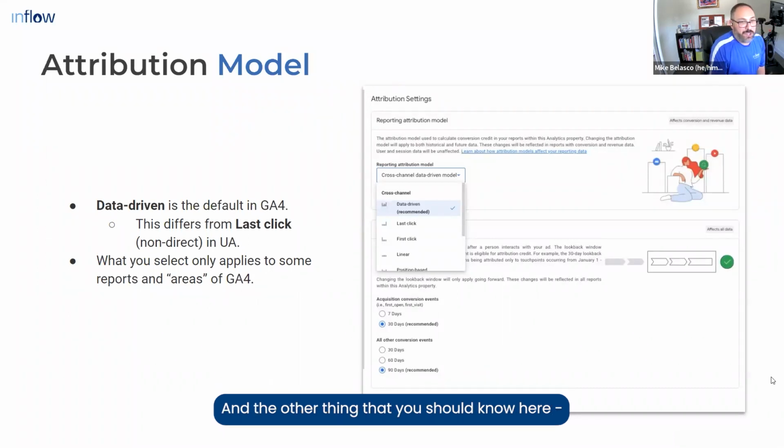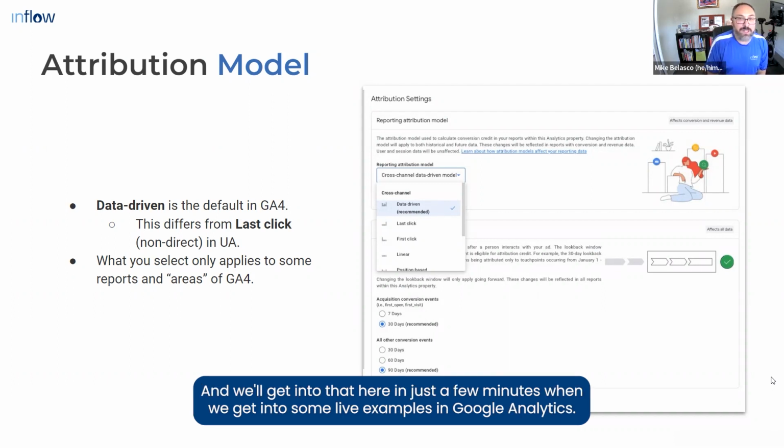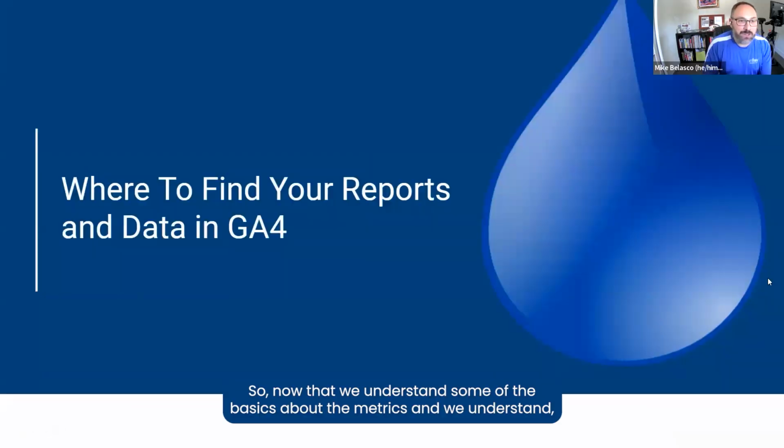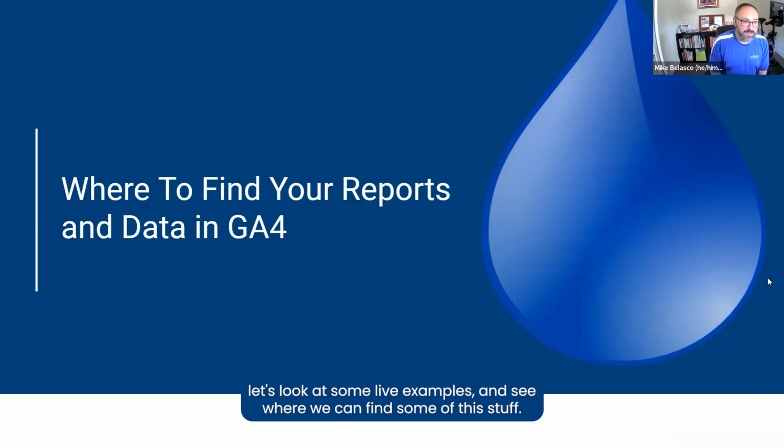And the other thing that you should know here, probably not surprising, hopefully at this point, is that what you select here only applies to some reports and other areas of GA4. And we'll get into that here in just a few minutes when we get into some live examples in Google Analytics. So now that we understand some of the basics about the metrics, and we understand how to orient ourselves and have a little bit of better idea of what we're looking at when we look at reports in Google Analytics, let's look at some live examples and see where we can find some of this stuff.